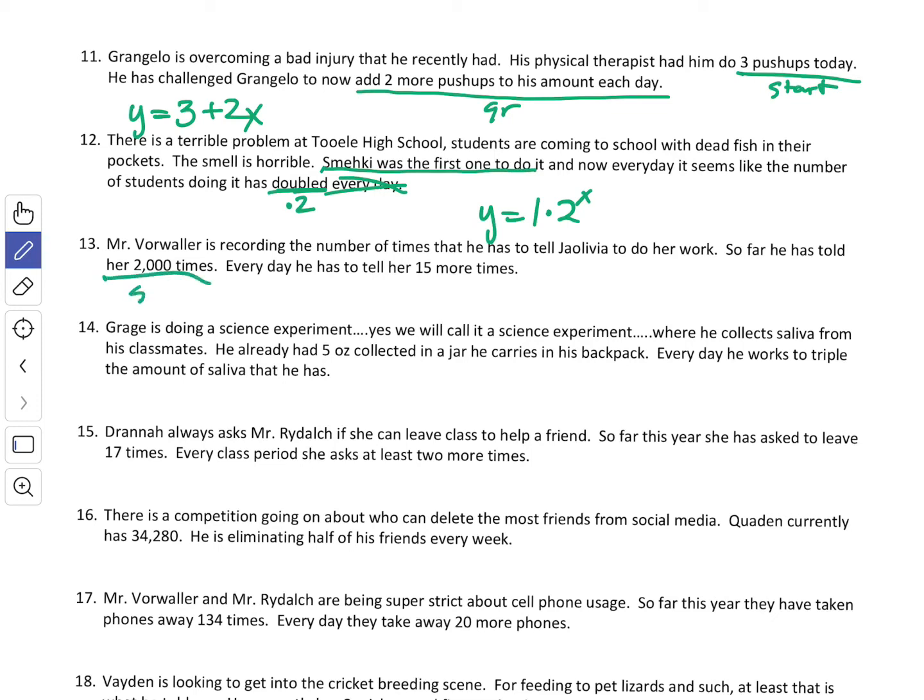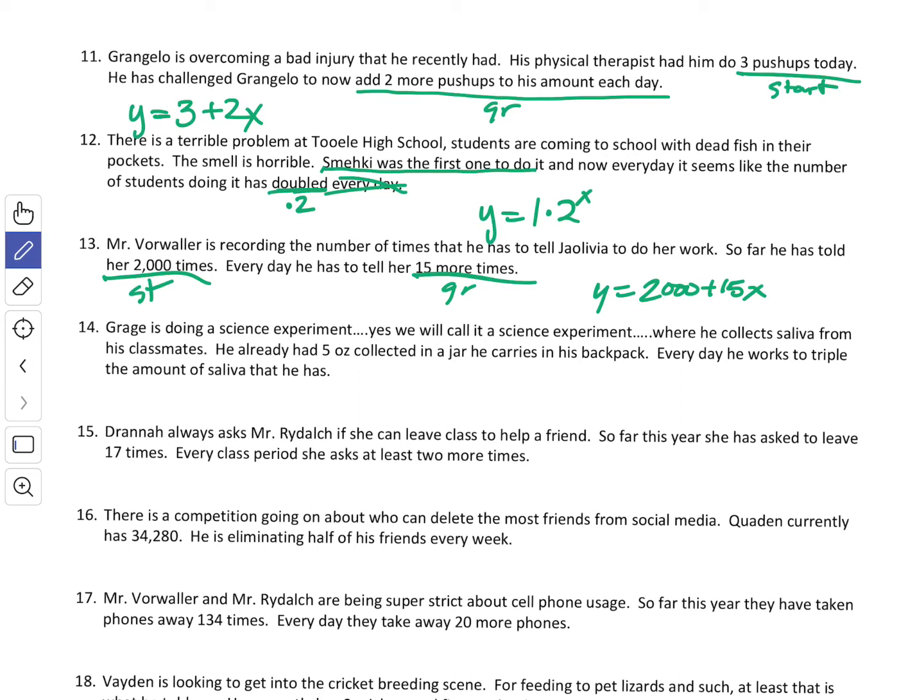Mr. Vorwaller is recording the number of times he has to tell Olivia to do her work. So far he has told her 2,000 times. Start. Every day he has to tell her 15 more. Growth. Arithmetic. y equals 2,000 plus 15 times x.